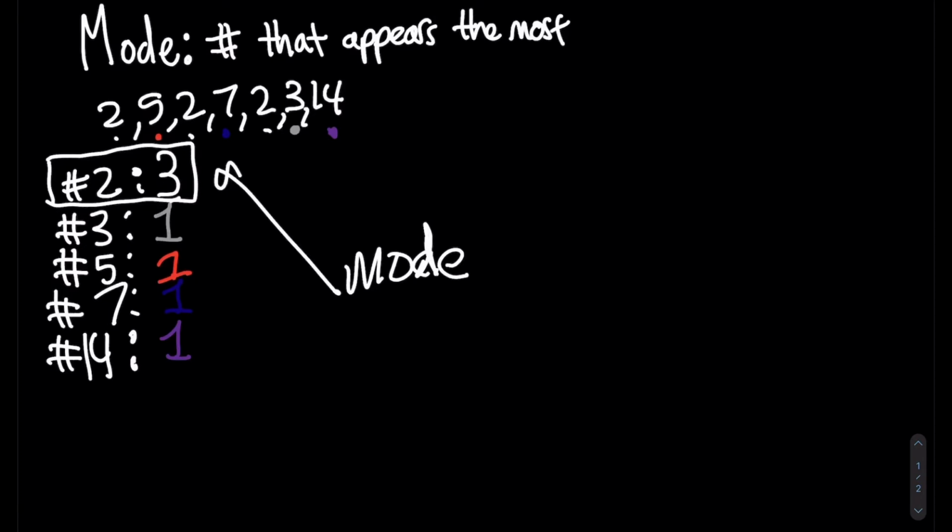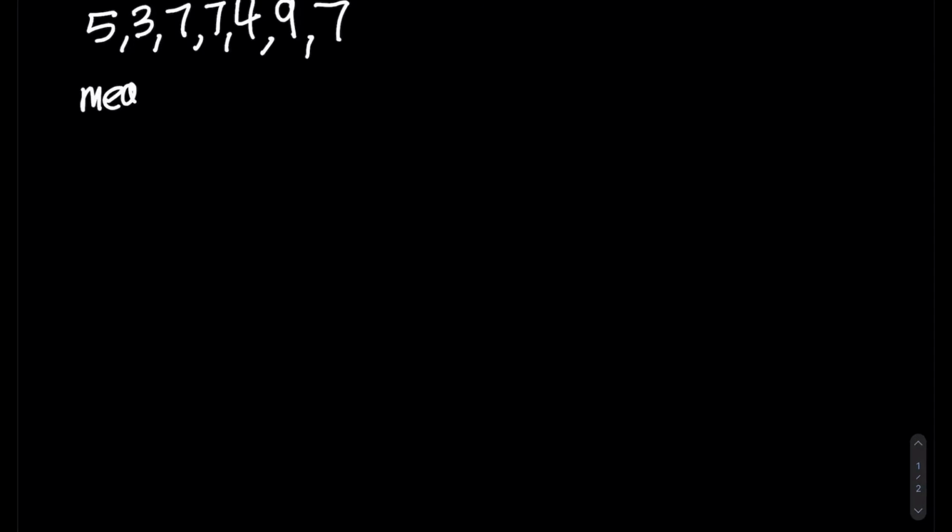Simple. So now we are going to try another example using a different data set. The data set we are going to use for this problem is going to be 5, 3, 7, 7, 4, 9, and finally 7. I'm going to ask you to pause the video right now and try to find the mean, range, and mode.